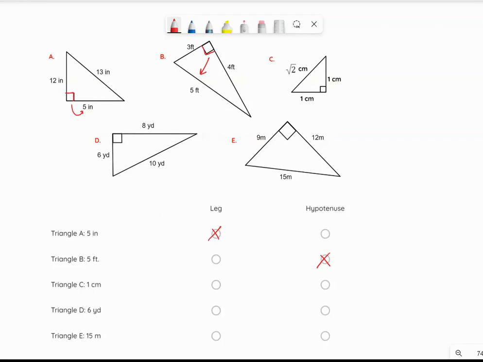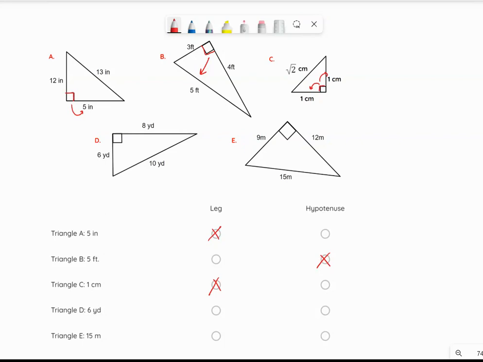In triangle C, we're looking at the 1 centimeter side. Don't let this fool you. Both of them are 1 centimeter. So we want to make sure that they actually represent the same thing, and they do because they're both directly next to that right angle or are adjacent to that right angle, meaning that they're going to represent a leg.